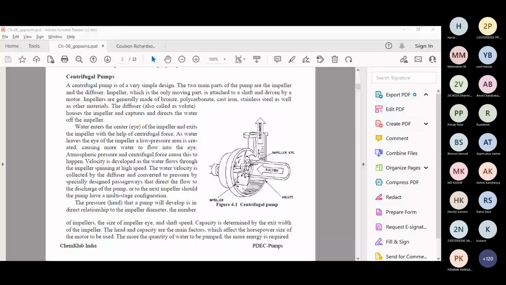Sir, it is the open impeller. Correct. So it is an open impeller, right?